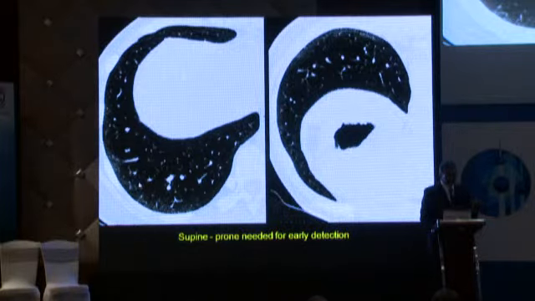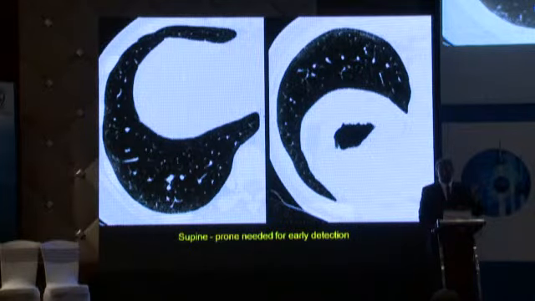If these same reticular opacities were to be seen in the non-dependent portion, we wouldn't require prone imaging because that is the correlate of a prone image. It's only when we have dependent lesions only.